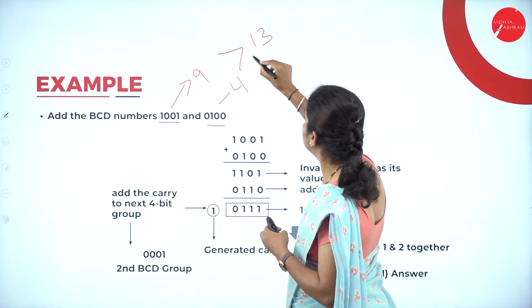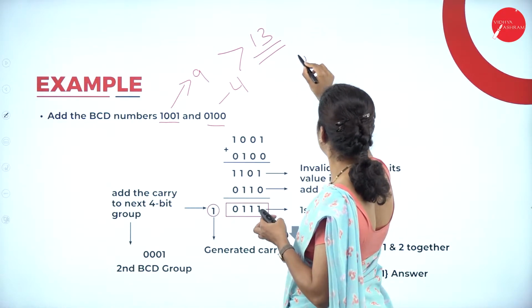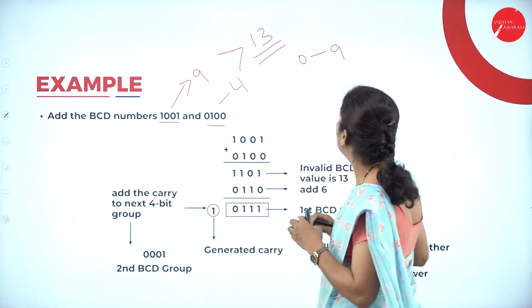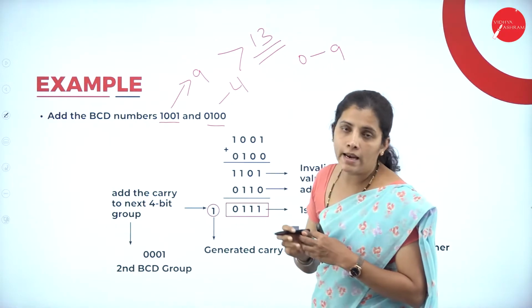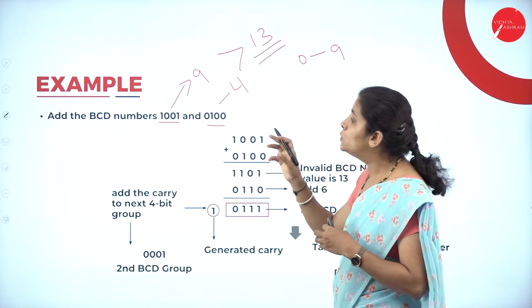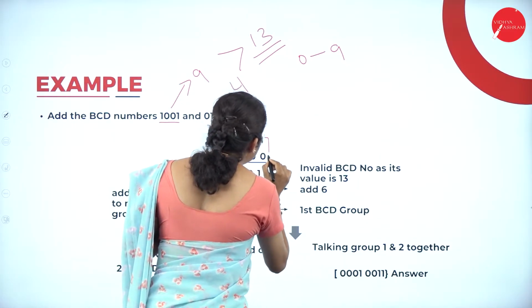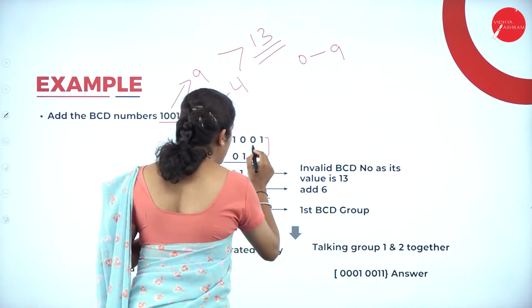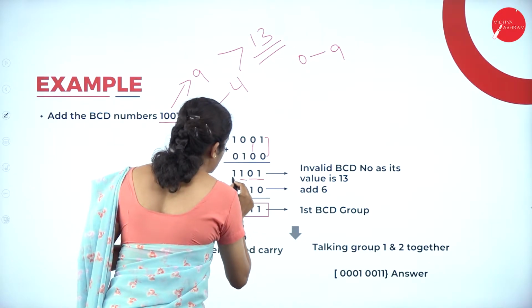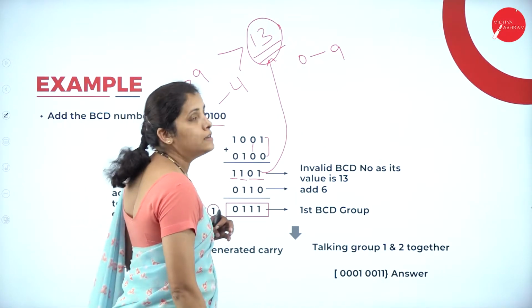It is 13. In BCD numbers, it is possible to represent only 0 to 9. After 9, whatever number we get is an invalid number. So first I want to add two numbers by using binary addition. Here 1, 0, I am going to get 1, 0, 0, it is 0, 0 plus 1, 1, 1 plus 0, it is 1. So this is the binary representation of the number 13.